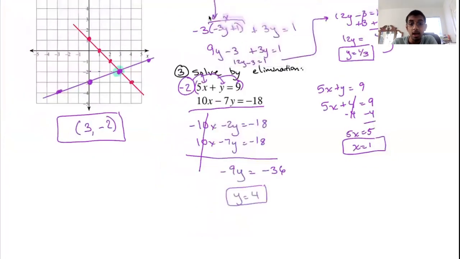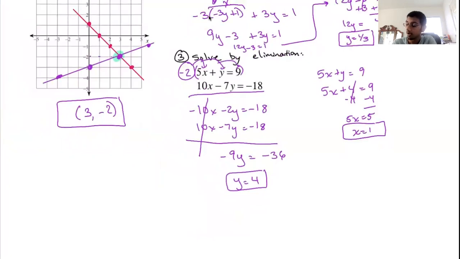And there we go. We have solved it. Oh, I don't know what happened there. Okay, so now we have solved it: 1 comma 4 is the solution to this system.